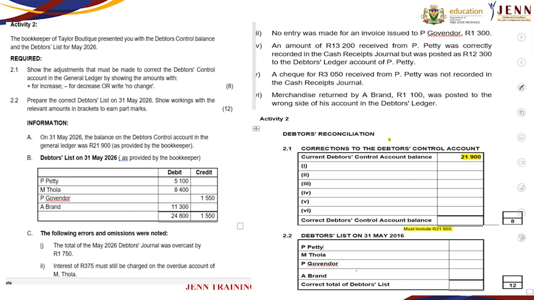Now, first of all, it says the bookkeeper of Taylor Boutique presented you with the debtors control balance and the debtors list for May 2026. 2.1 Show the adjustment that must be made to correct the debtors control account in the general ledger by showing the amount.